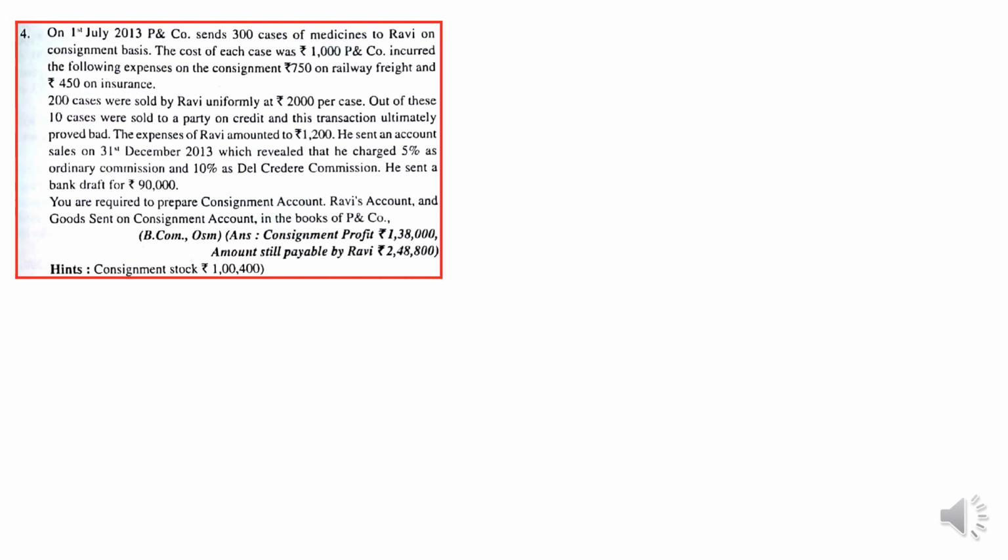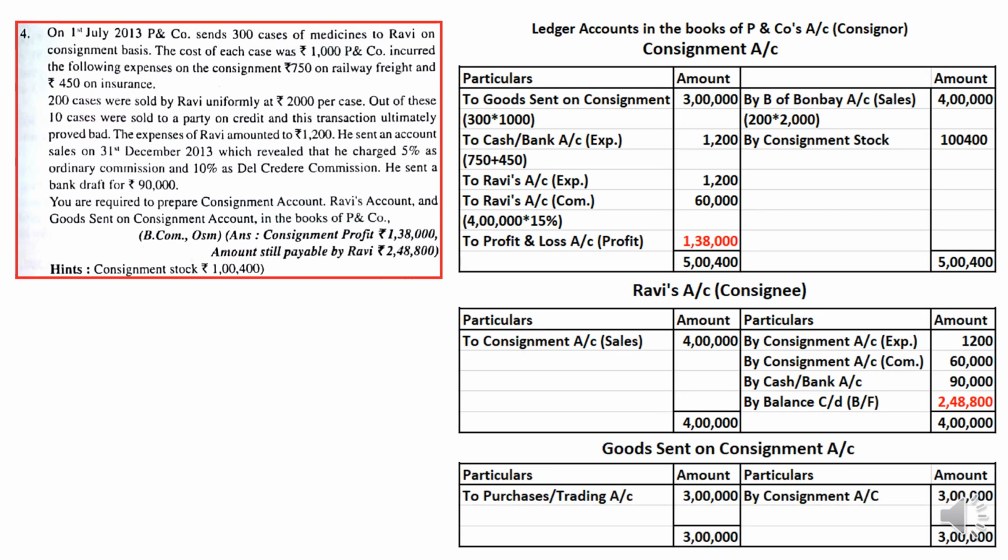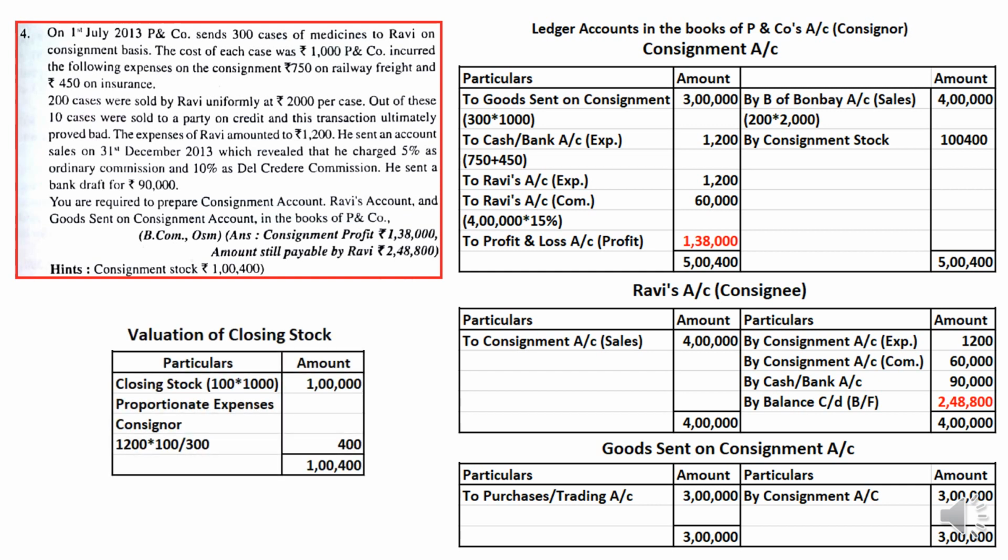Very simple question. I have kept the question. You can read the question and practice it, pause this video here and practice this question, and I am also providing the solution. Right? That is consignment account, consignee, that is Ravi's account, and goods sent on consignment account, besides valuation of closing stock. Pause this video, try to solve the problem. Then if you don't understand further, you can see the answer also. Once you do, then go through the answer. That will enhance your learning skills and presentation skills and answer solving capacity in the examination.